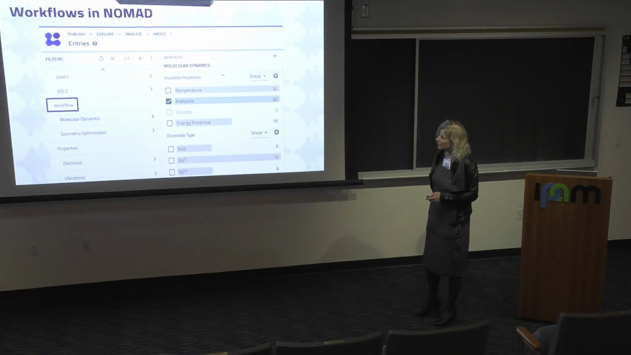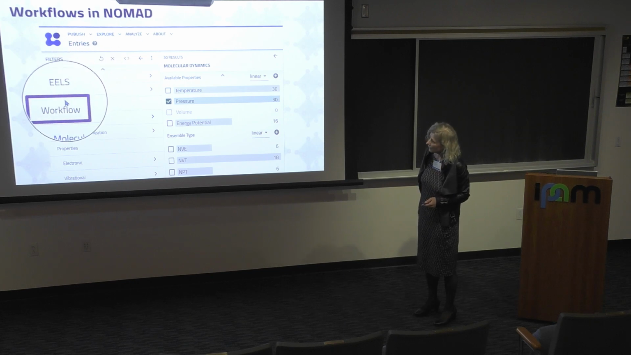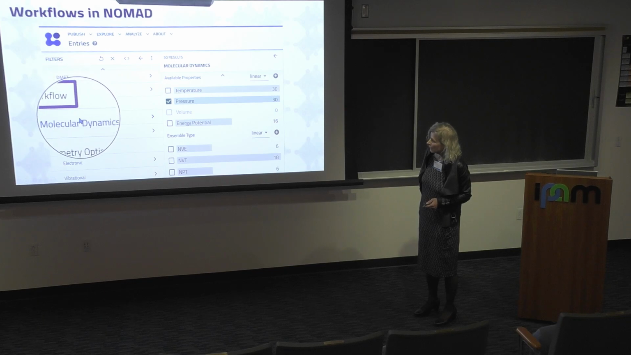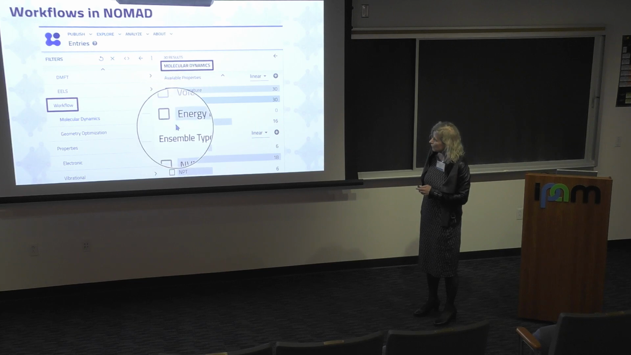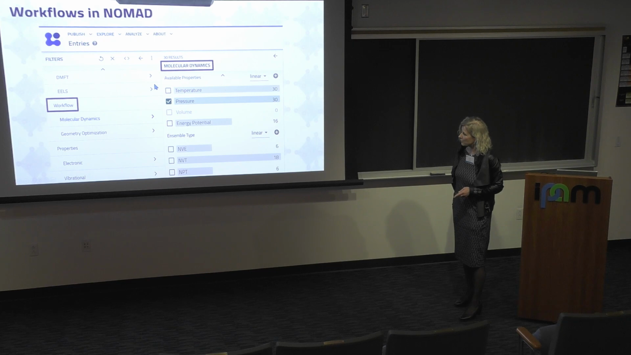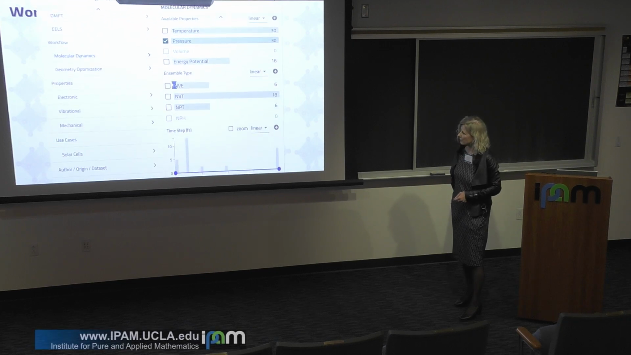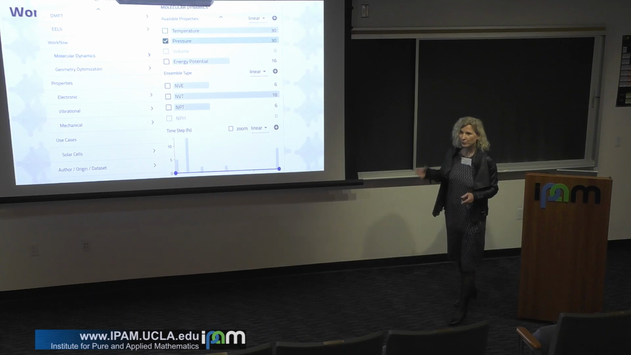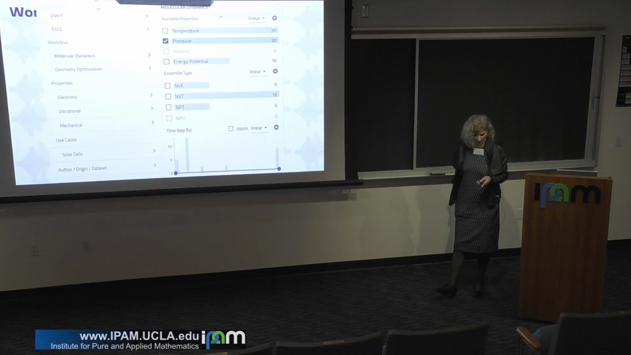So what you see here is that if you go to the NOMAD database, you can select workflows. And if you select molecular dynamics, then you can see what are the different properties that we show here. And then you choose one of them, for instance, pressure. And then you see how the pressure, for instance, develops as a function of time. So you can analyze your data, everything that is uploaded there, also in terms of the workflows, and find out what belongs together.